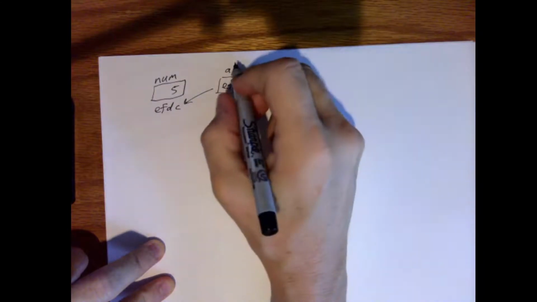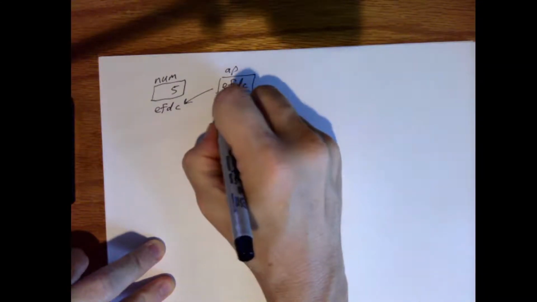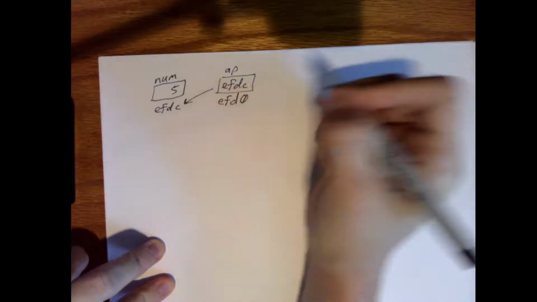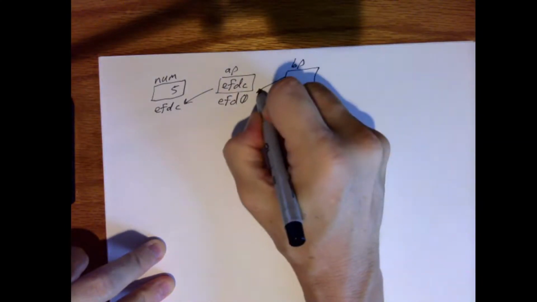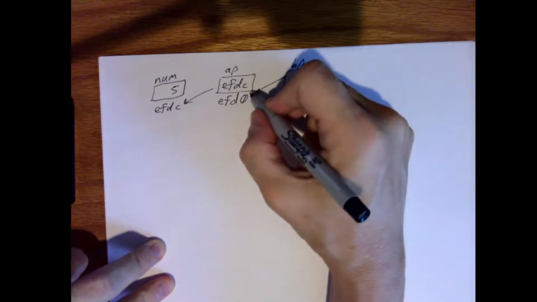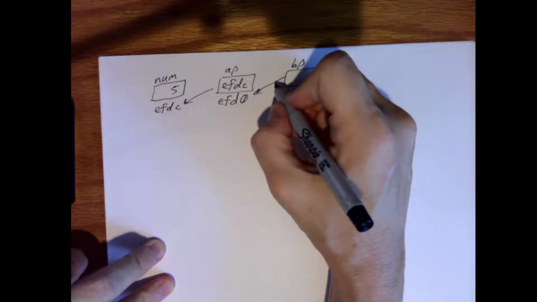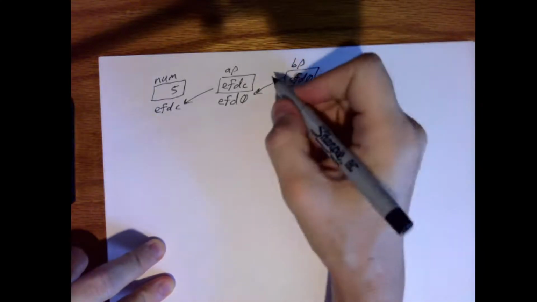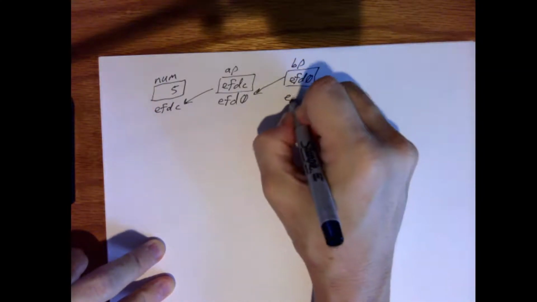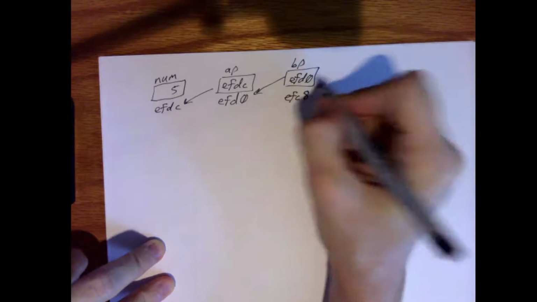But AP had its own address, EFD0, which I stored in BP. So BP points at this memory address. So this is EFD0. And then finally we saw that EFC8 is the address of BP.